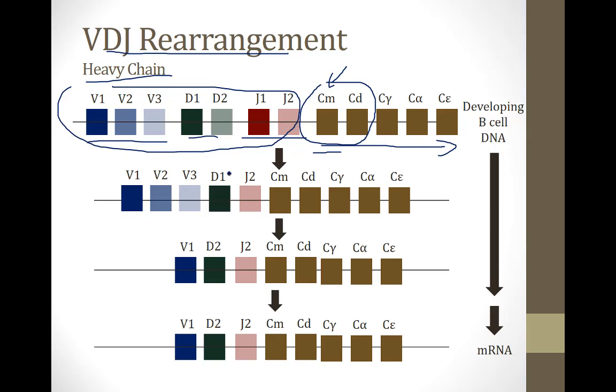When B cells class switch, what they will do is splice out the CM and CD genes and begin transcribing either the gamma gene, which makes IgG, or the alpha gene, which makes IgA, or the epsilon gene, which makes IgE, and then it will begin synthesizing a different type of antibody. But because of the location of the constant portion for IgM, IgM always comes first.